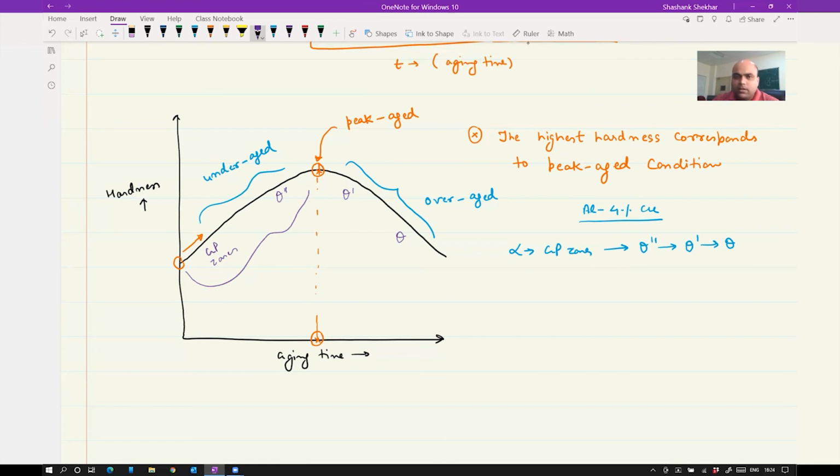Now we have discussed the effect of aging time, but what is the effect of temperature? We also need to know about it. Till now, whatever we have discussed is for a particular temperature. The aging curve I have just shown is for a particular temperature. So what happens when we change the temperature? If we increase the temperature, what will happen to the peak age hardness? Whether it will move to the left side, or whether it will decrease or increase? Similarly, what will be the effect on the time to reach the peak hardness, whether it will also decrease or increase? Next we are going to talk about that concept.